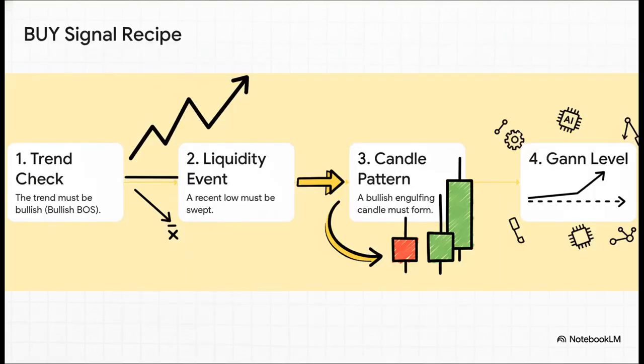So for a buy signal, here's the four-part recipe. You need all four. Number one, the trend has to be bullish. Number two, our recent low has to get swept. Number three, we need to see a specific candle pattern, a bullish engulfing one. And finally, number four, the price has to be above our foundational Gann level. All four, or it's no deal.